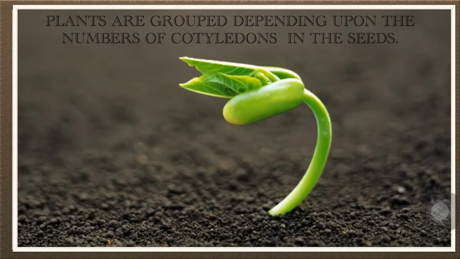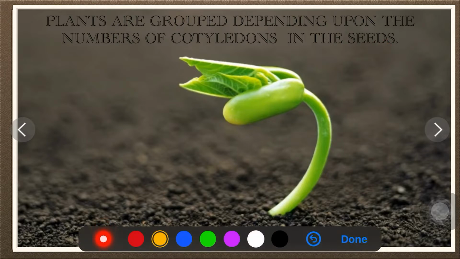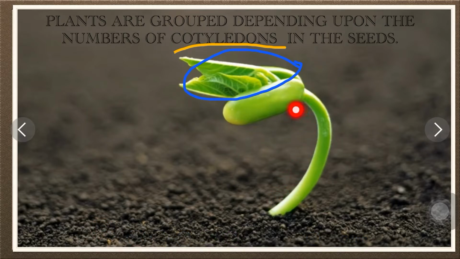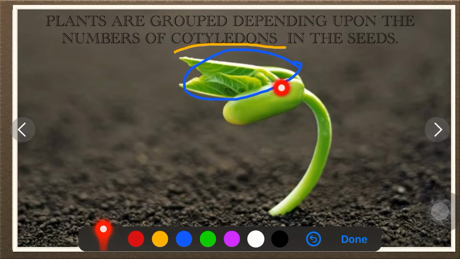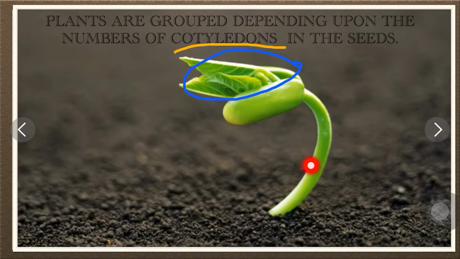So, finally, plants are grouped depending upon the number of cotyledons in the seeds. Now, students, cotyledons are the first part of a plant to emerge from the seed. They are formed within the seed along with the endosperm. Botanists classify plants based on the number of cotyledons they have. Cotyledons function to provide the initial growth for the plant and as an energy source.